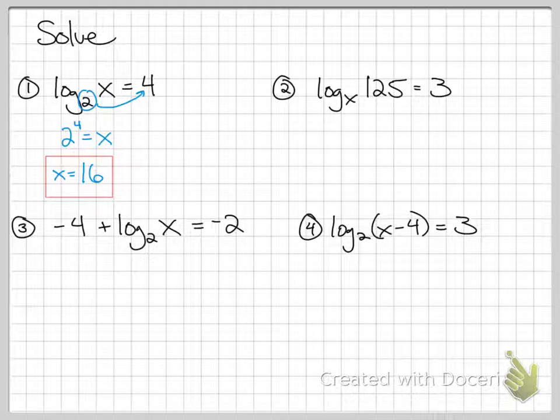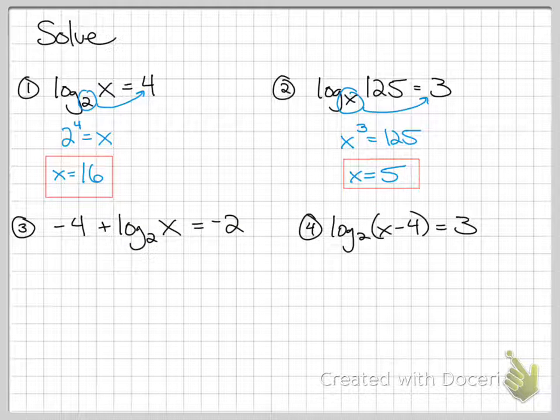Number 2 is similar. See if you could do number 2 all by yourself. Pause your video. Number 2, the logarithm's all by itself, and it's equal to a whole number, so I change it to an exponent problem. X cubed equals 125. These are powers that you should have memorized. 5 cubed equals 125, so my answer is 5.